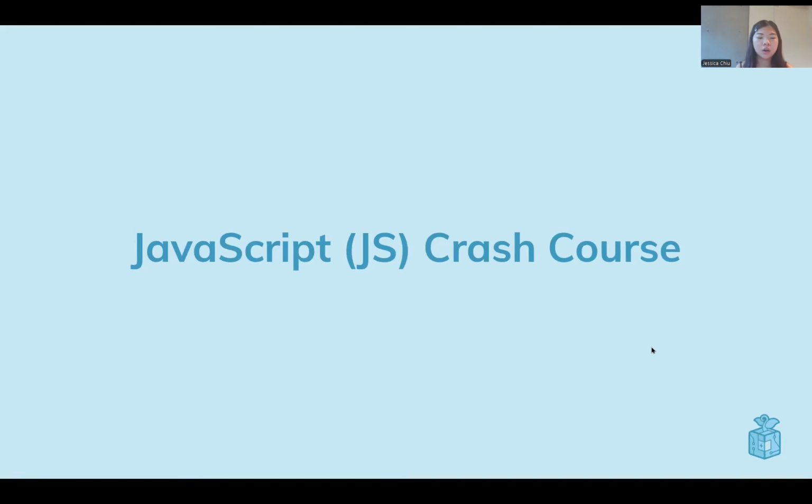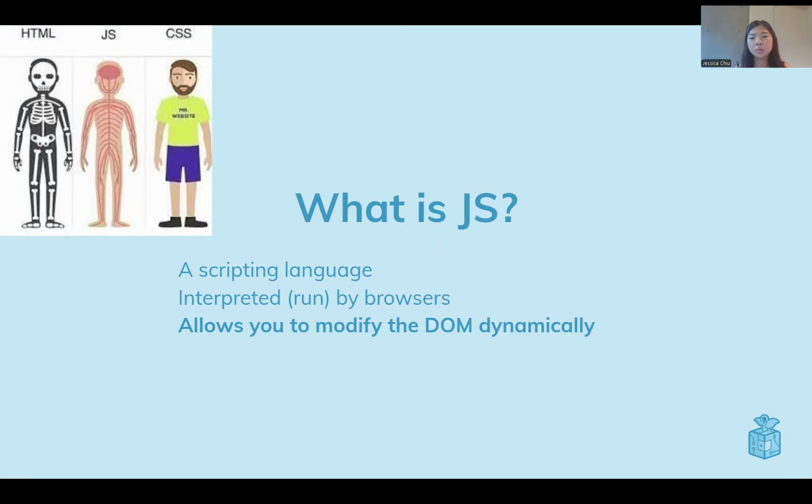Okay, so first of all, what is JavaScript? Well, JavaScript is a scripting language and it's interpreted by the browsers, so no compilation step needed. The most important part is that it allows you to modify the DOM dynamically. A good way to think about it: HTML is like the skeleton of the human body, it's the structure. CSS is what makes it look like how it's supposed to on the outside. And JavaScript is like the muscles, so like how the muscles allow us to move and do actions.